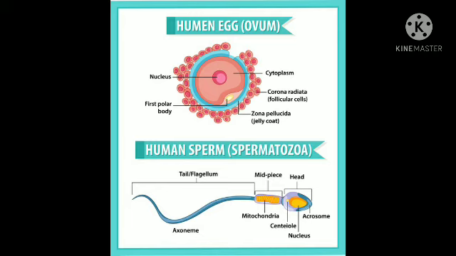Now come to the diagram. It comprises the envelopes. Usually three envelopes are present. The first one is the vitelline membrane, the second one is the zona pellucida, the third one is the corona radiata. The vitelline membrane is the inner thin transparent membrane which is secreted by the ovum itself. So it is the innermost layer.